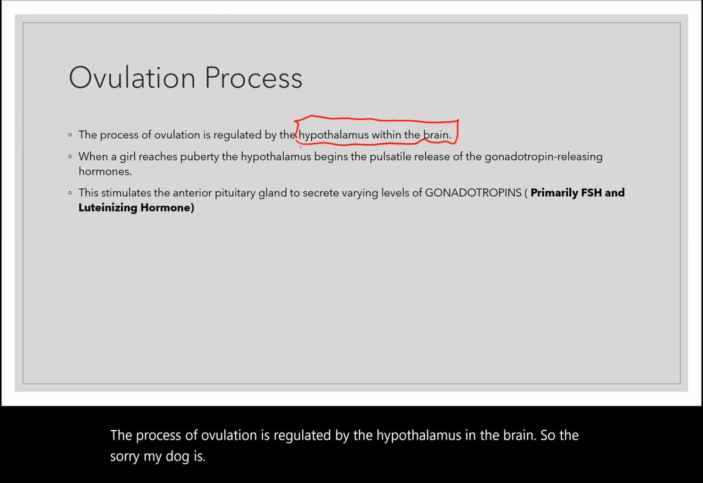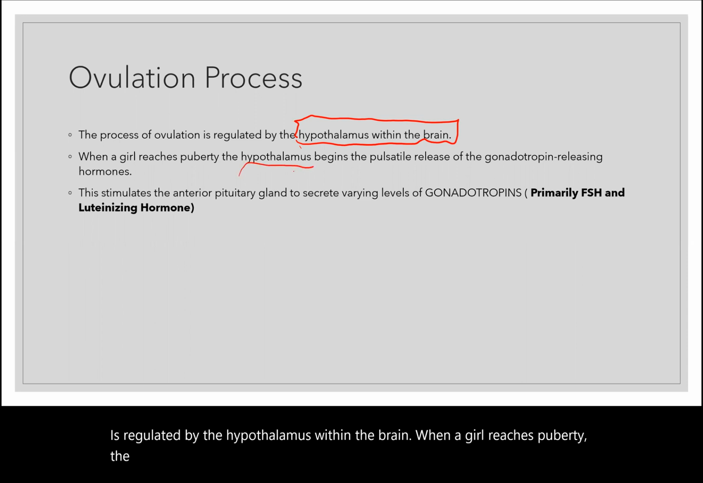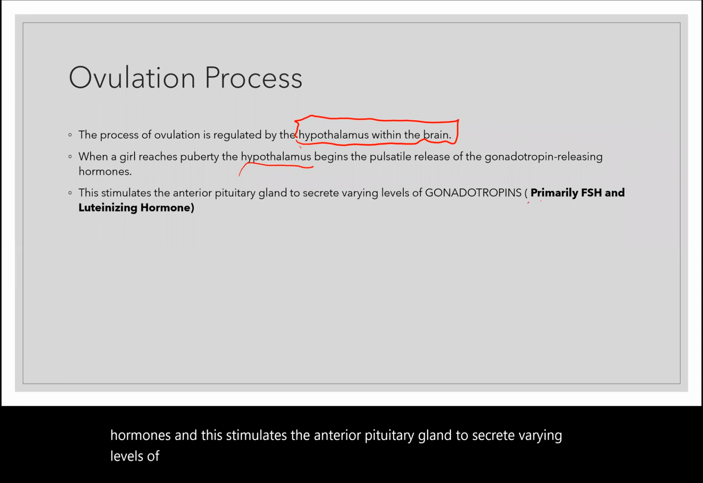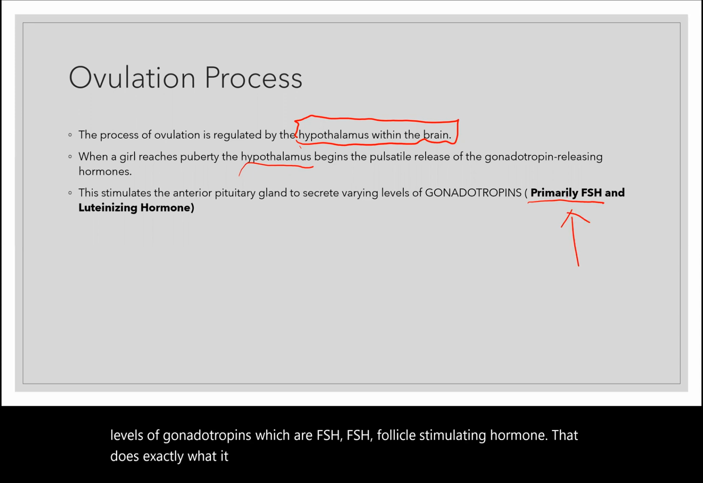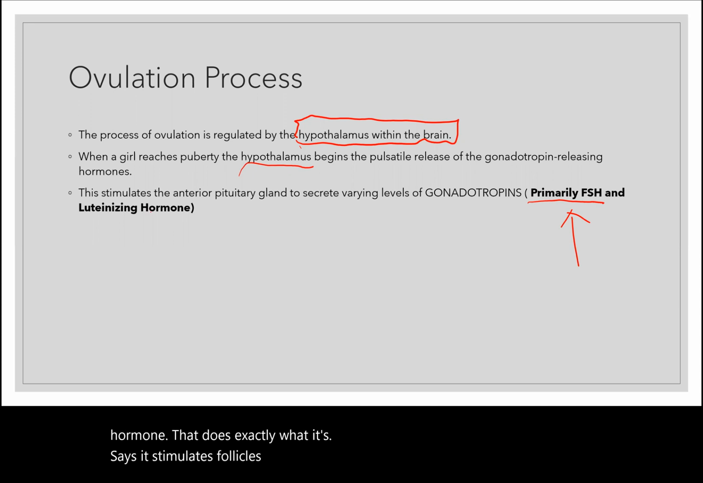It is regulated by the hypothalamus within the brain. When a girl reaches puberty, the hypothalamus begins the pulsatile release of gonadotropin releasing hormone. And this stimulates the anterior pituitary gland to secrete varying levels of gonadotropins, which are FSH. FSH is follicle stimulating hormone that does exactly what it says. It stimulates follicles. And the luteinizing hormone has a major surge and helps a patient to ovulate on day 14.